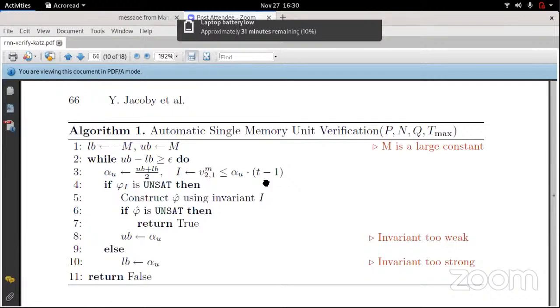So they pick an upper bound and pick a lower bound, and then they fix their invariant. See in line number 3, the invariant is always fixed to be alpha u times. I mean, of course, this is only for alpha u. There's a similar thing for alpha L. It's just symmetric. So the invariant is always fixed to be of this form, that V21M is less than or equal to u times t minus 1. And then depending on what you get as a result of your verification query, you either increase the alpha u or you decrease the alpha u. Okay. So this is what your verification algorithm looks like.